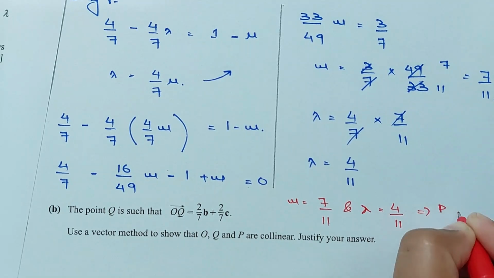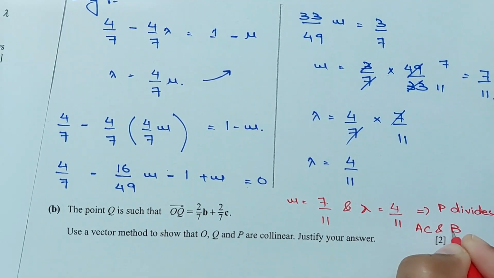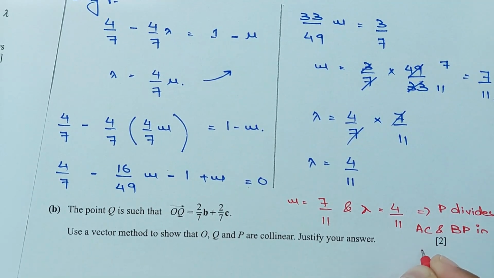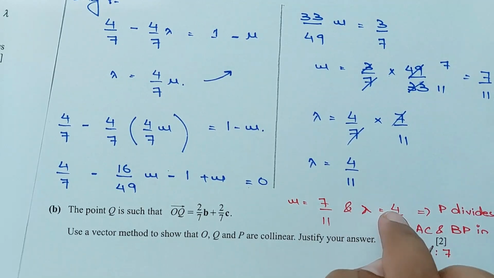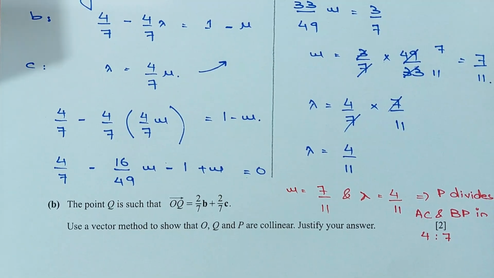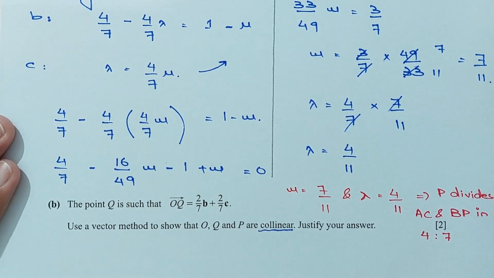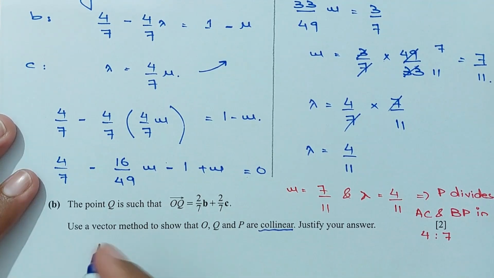This implies P divides AC and BD in 4:7. You can see the ratio 4 and 7. This is proved. Now for the second part, part b, the point Q is such that OQ is given. Use a vector method to show that O, Q and P are collinear. Collinear means they lie on the same line, or justify your answer. If they lie on the same line, it means they are scalar multiples of each other.